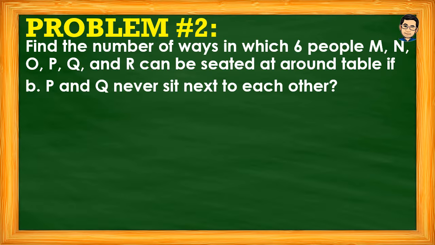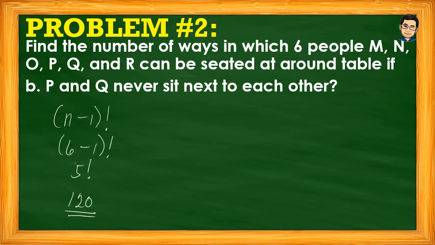So una muna nating kukunin is yung number of ways na walang P and Q na magkatabi. So ibig sabihin, n natin dito is 6. So magiging quantity of n minus 1 factorial, and that is 6 minus 1, so 5 factorial, and that is equal to 120. So ito yung kabuuan. Next, paano natin kukunin yung number of ways na kung saan never silang magkakatabi?